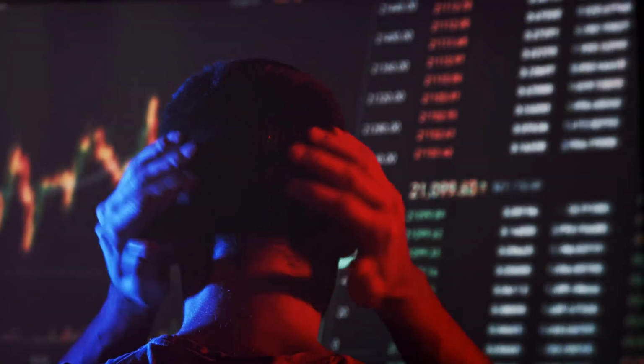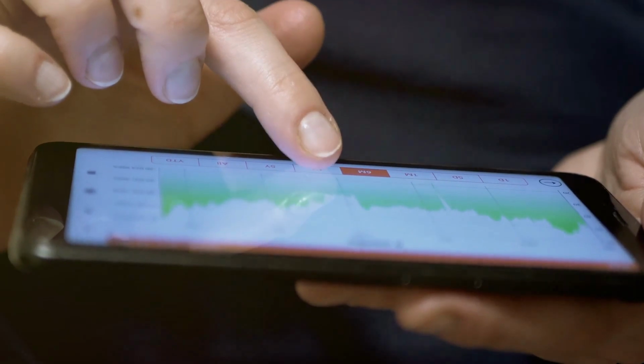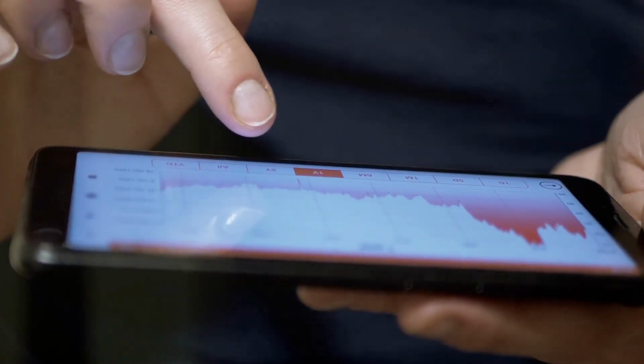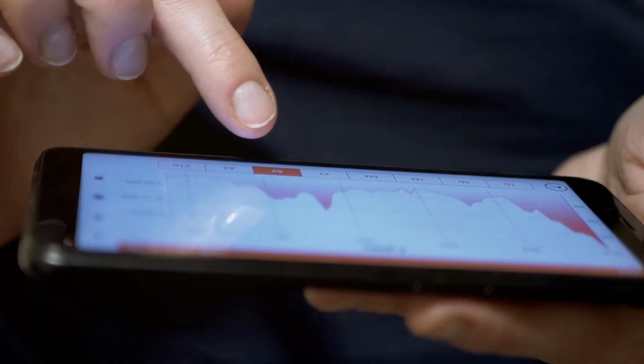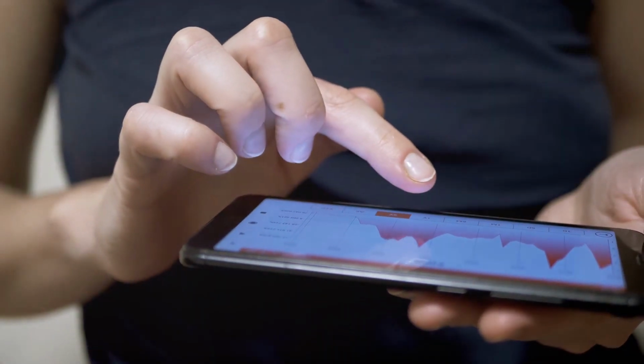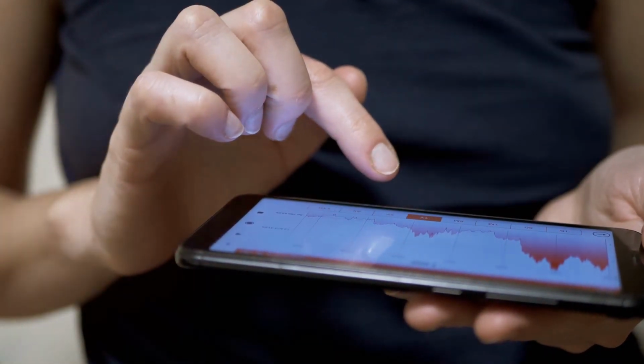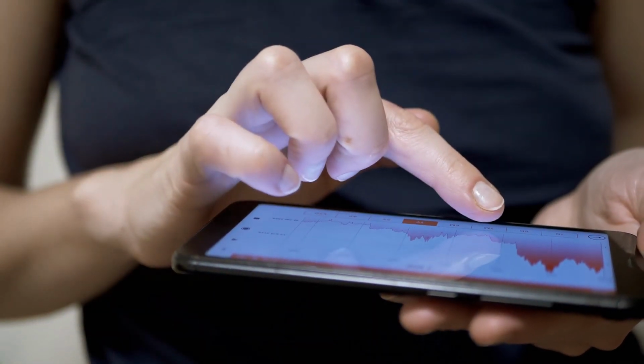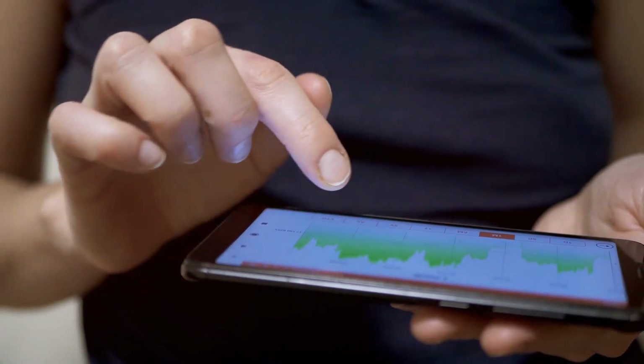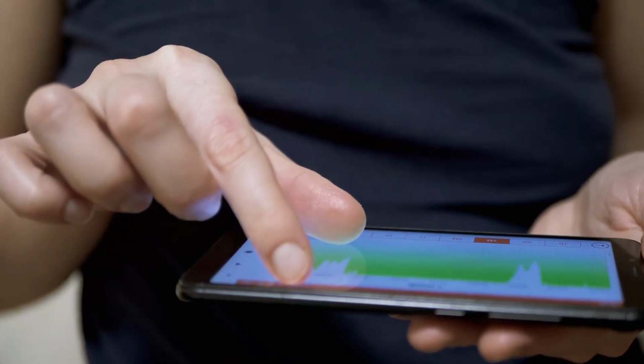Timing entries and exits. A buy signal occurs when the MACD line crosses above the signal line, typically seen as a signal to enter a long position. A sell signal happens when the MACD line crosses below the signal line, indicating it's time to exit a position or enter a short trade.